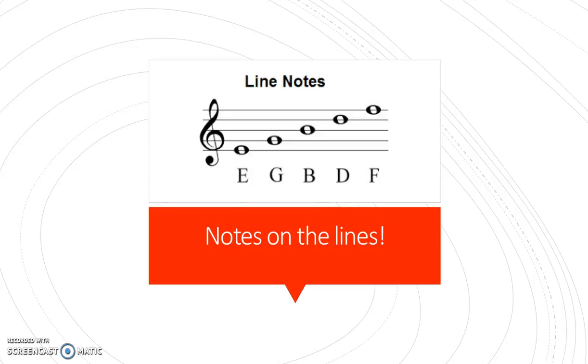Jump up to the third line, the B stands for boy. Jump up to the fourth line, that note is a D, and that stands for does. And jump up to the very top line, that note is F, and that stands for fine. So, just to recap, it goes E, G, B, D, F. So every good boy does fine.